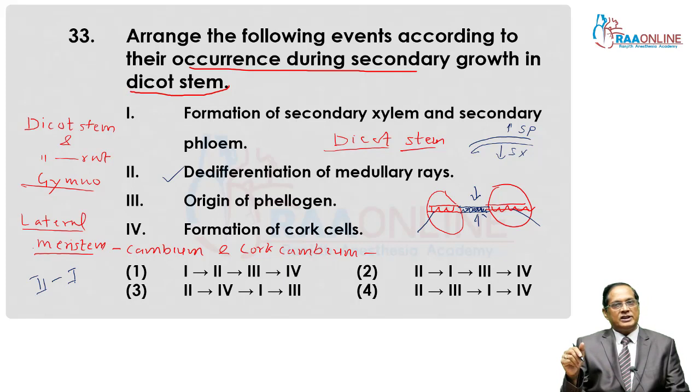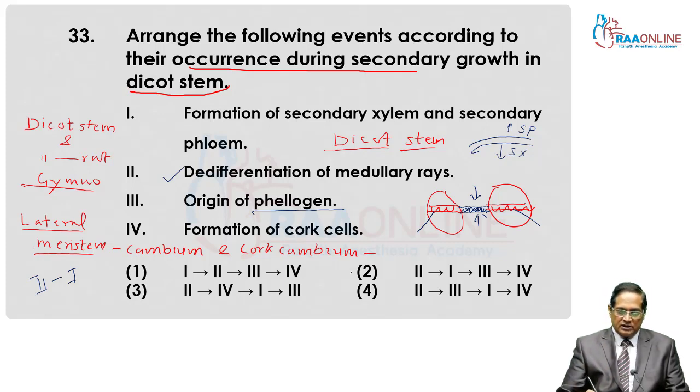Then extrastelar secondary growth takes place due to phellogen or cork cambium. It is entirely secondary in origin. So for extrastelar secondary growth, the third event is required. If the third is formed, then only cork cells are formed.